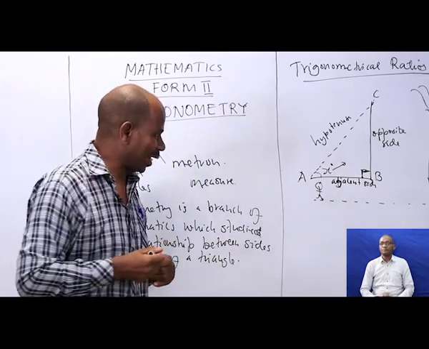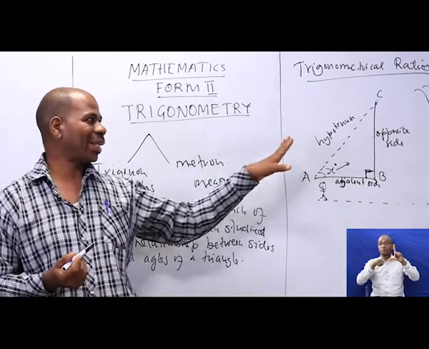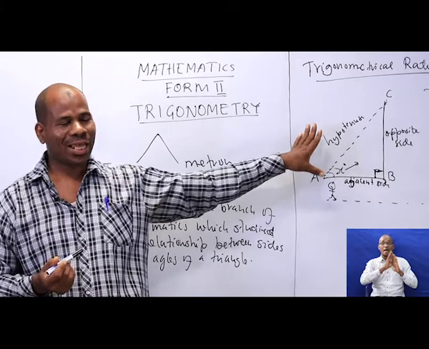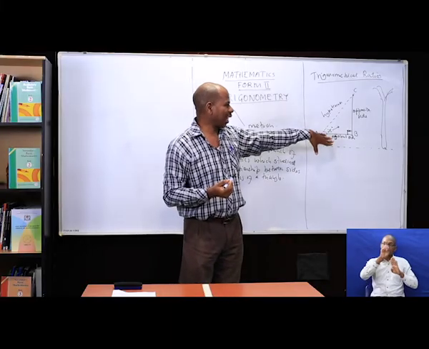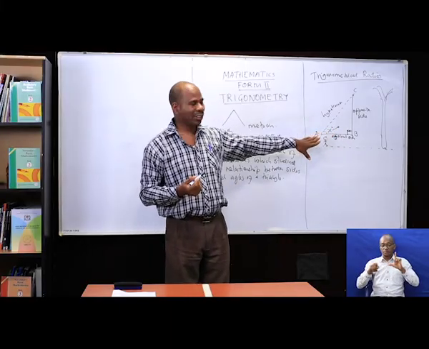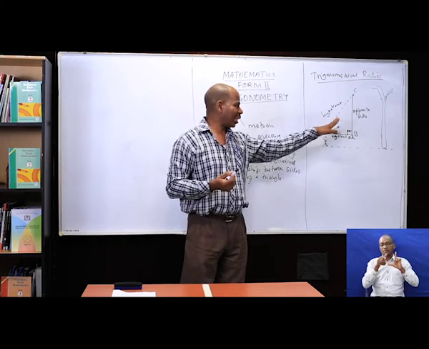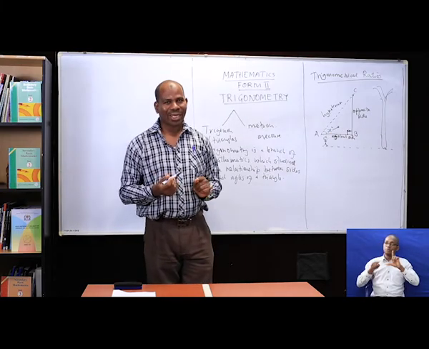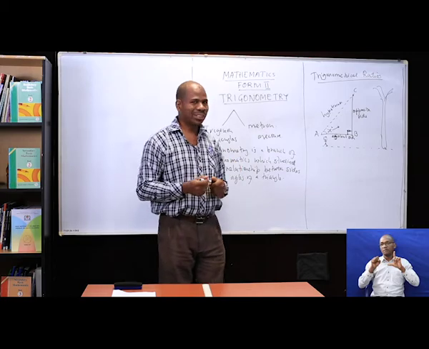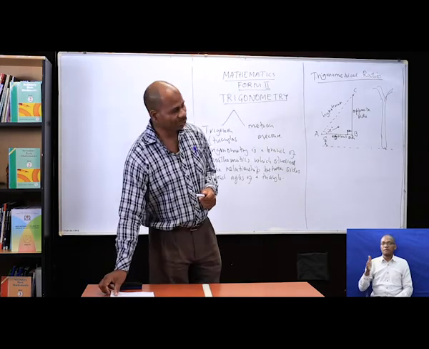So again, the triangle has sides. One of the sides is the hypotenuse, which is the longest side. The side which is adjacent to angle X is called the adjacent side, and the side which is opposite to angle X is called the opposite side.